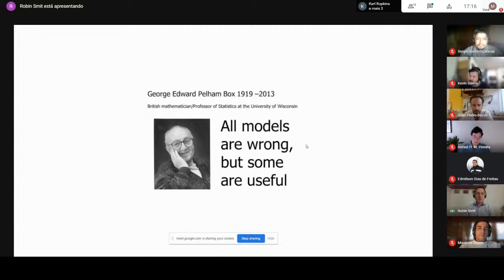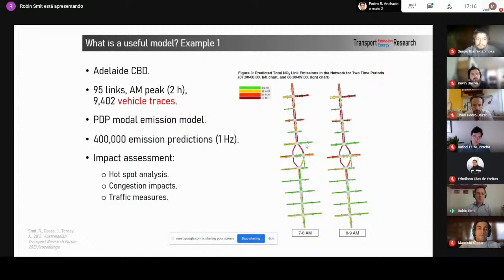The first one is some work we did a while ago for the CBD in Adelaide. This was the Emson model. It's a microscopic transport model that simulates speed time profiles of vehicles. It gives you a speed value for each second for each vehicle in the network. We combine it with the energy-based P delta P model, which I will talk about a bit more later. And this generates emission predictions for each second of driving. And of course, that's highly detailed.